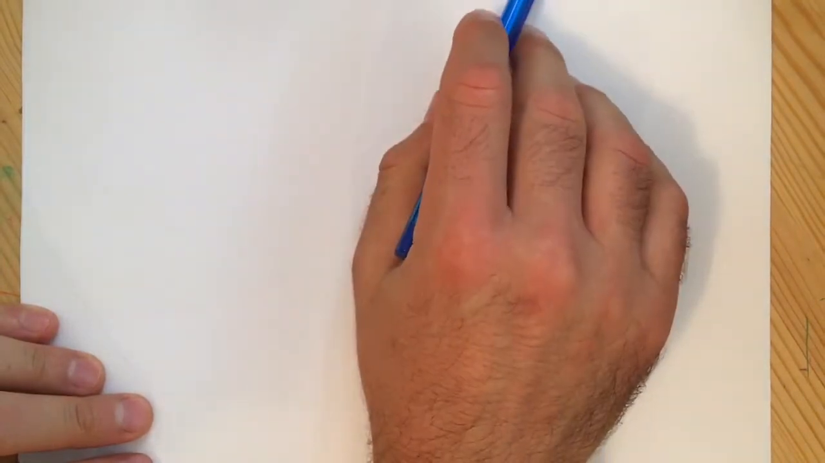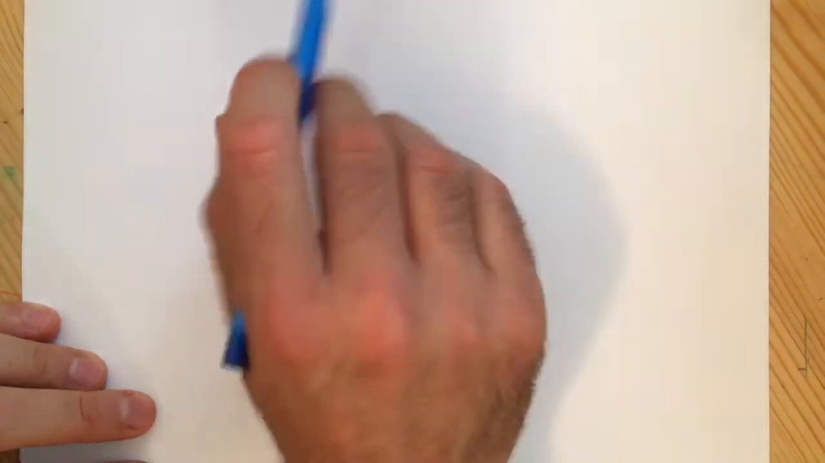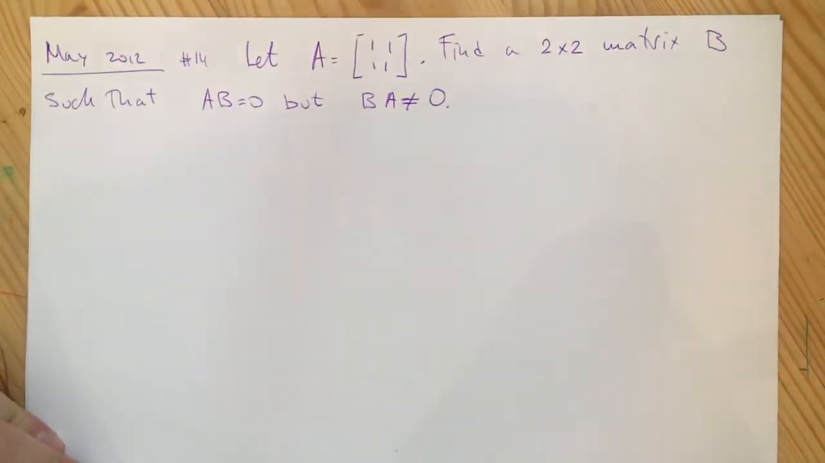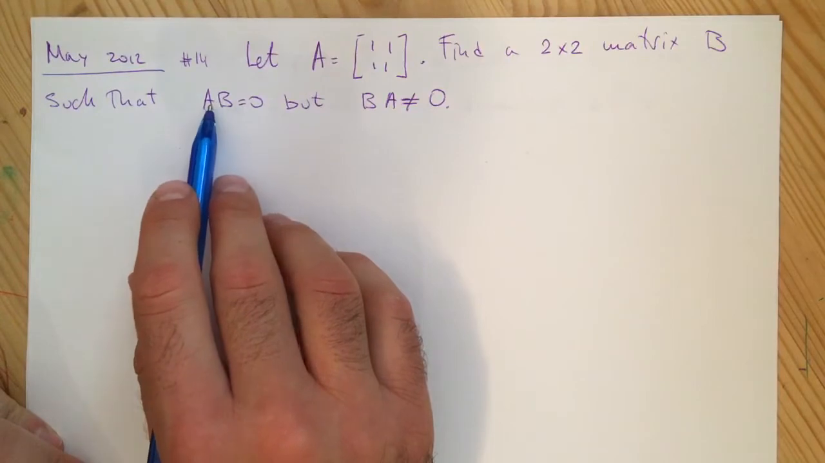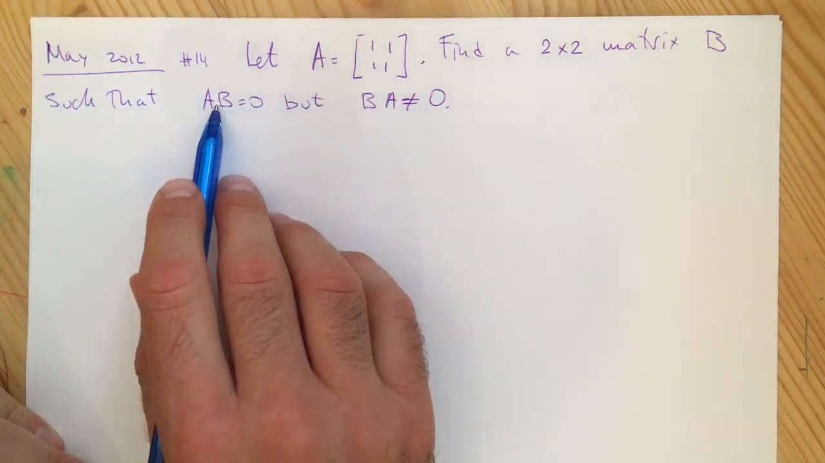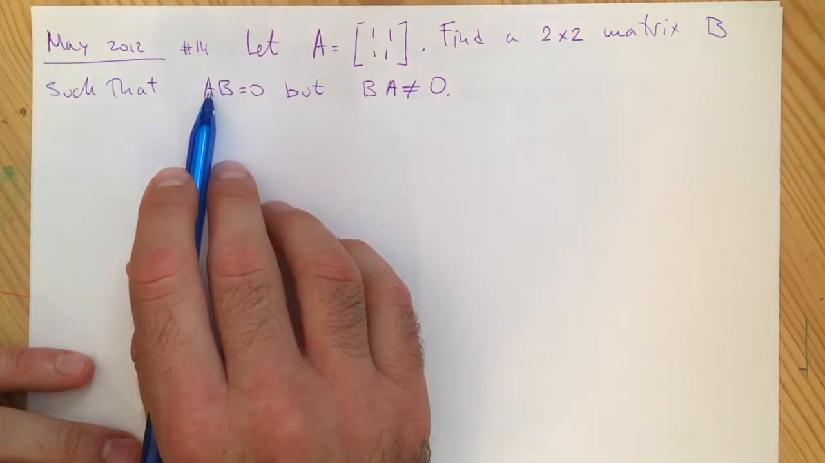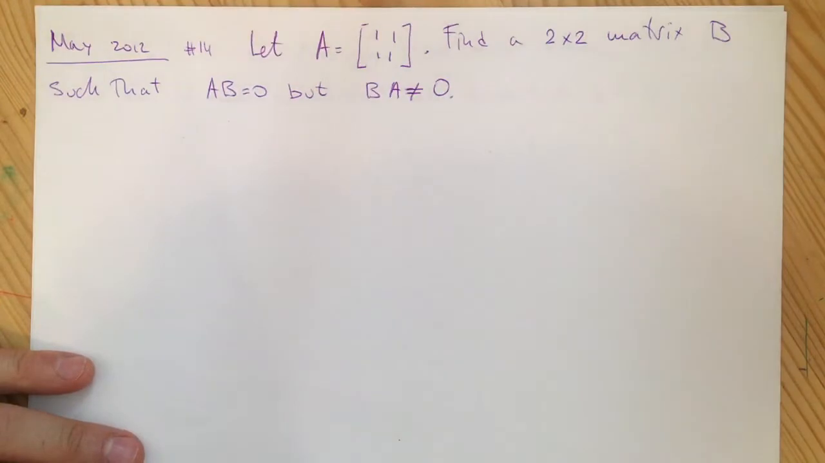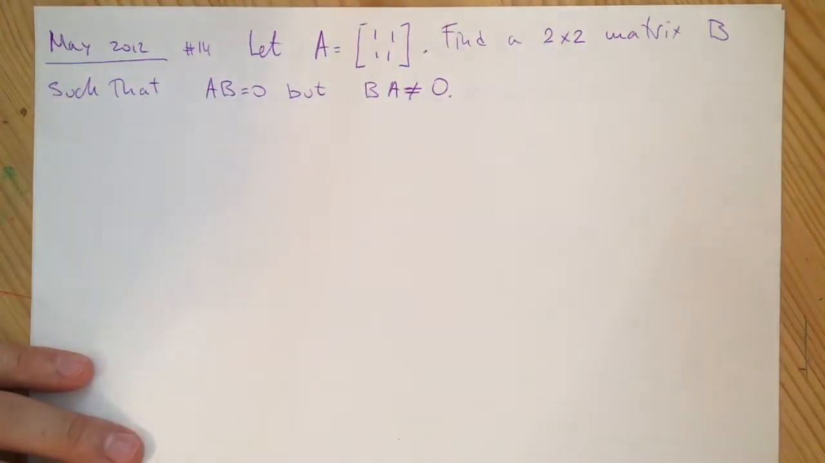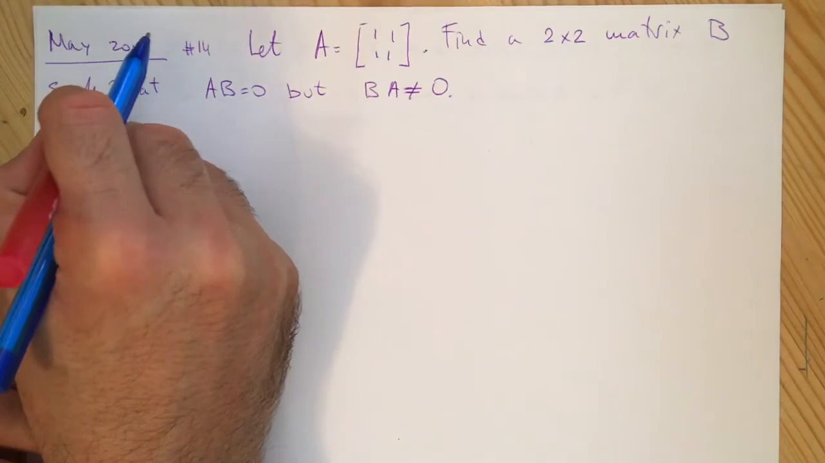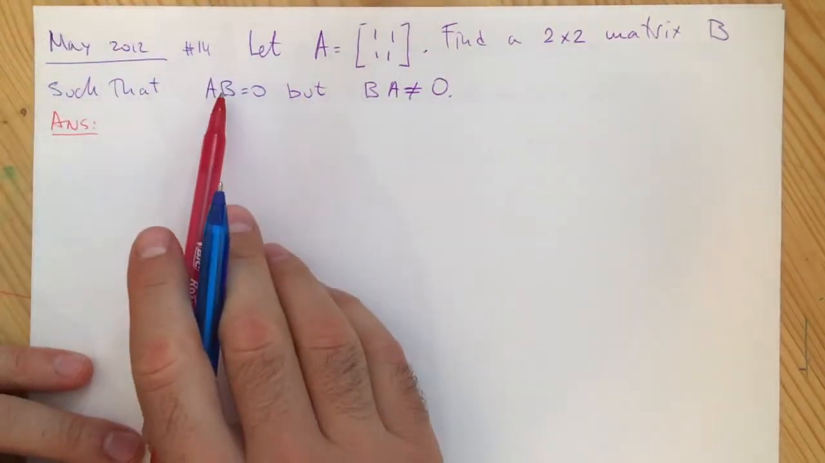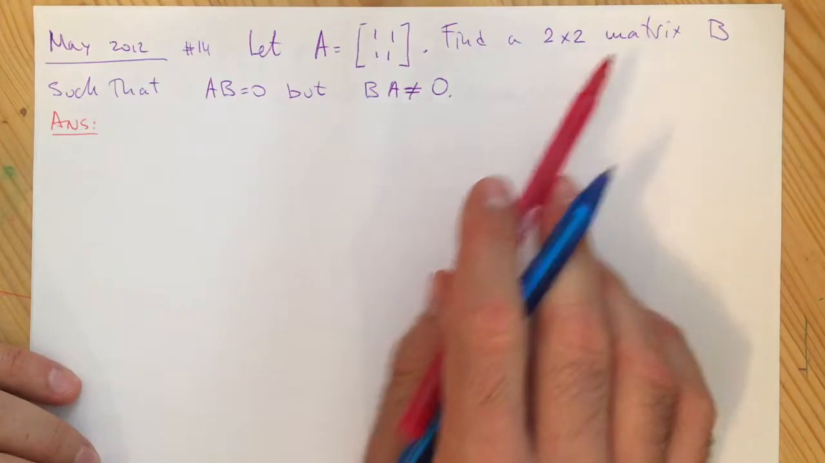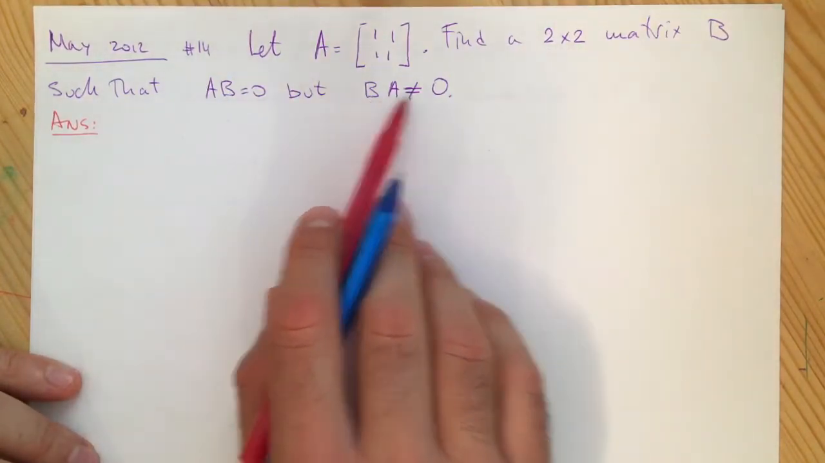Okay, so we're given a matrix here, 1, 1, 1, 1, and it says find a 2 by 2 matrix B such that AB is equal to 0, but BA is not equal to 0. What do we know? We know that the commutative law in multiplying matrices doesn't hold. So the order of how we multiply the matrices matters. We have to find a 2 by 2 matrix B such that A times B will be 0, but B times A will not be 0.